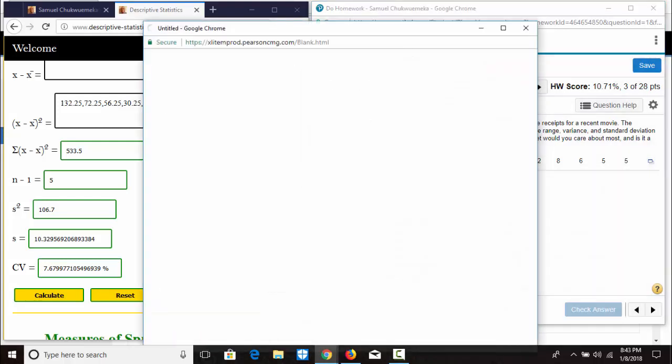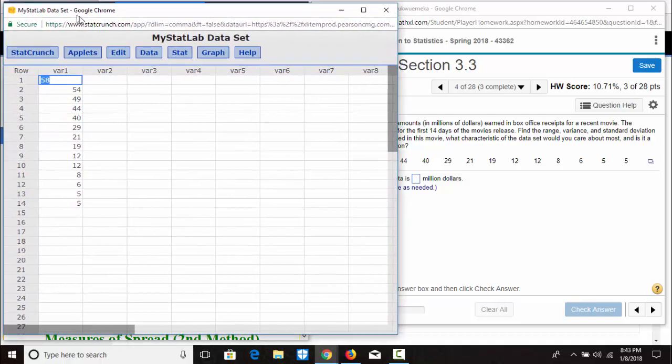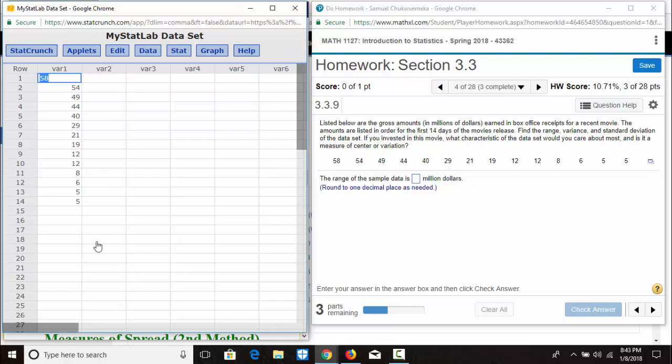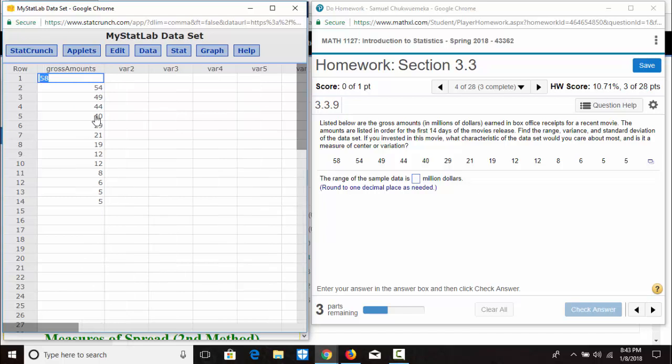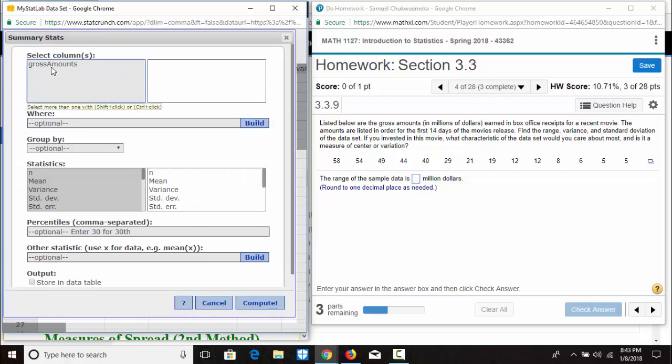Okay, this question, let's use StatCrunch. I will open StatCrunch. We use StatCrunch, we use my calculator. I just want to rename this variable to grossAmounts. You can use camel casing. We call this camel case. So we go to Stat, Summary Stats, Columns, and select it.